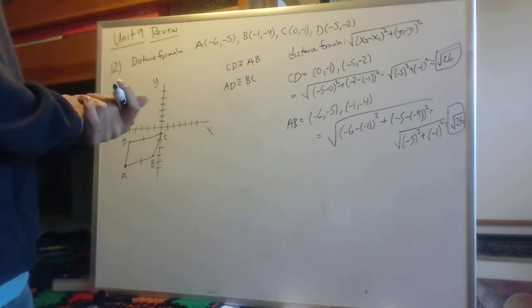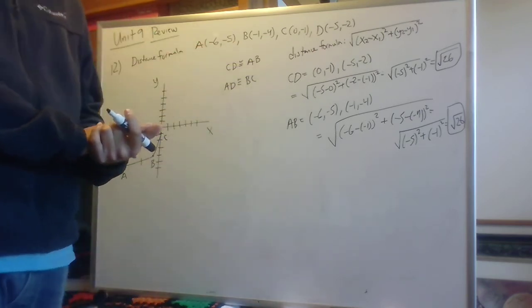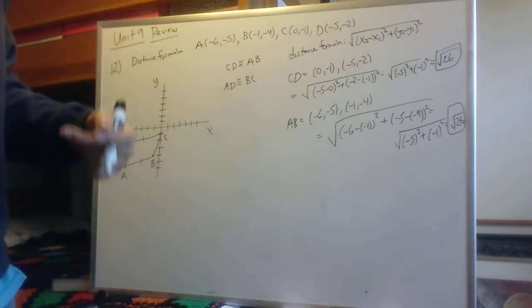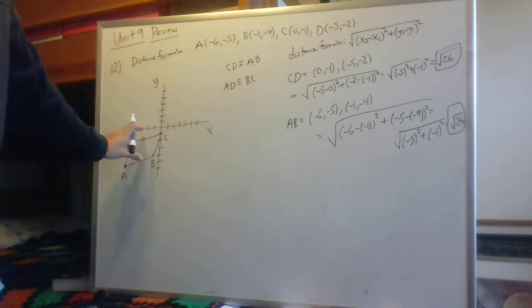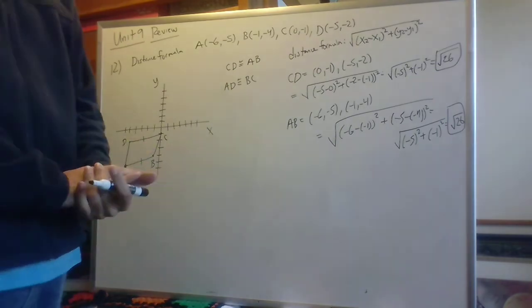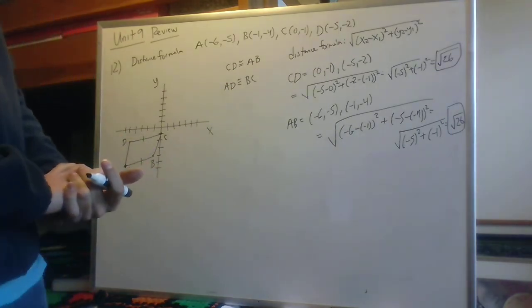Since they were equal to each other, we have to actually continue on. If they weren't equal to each other, meaning one opposite side lengths of the quadrilateral weren't congruent, then it wouldn't be classified as a parallelogram.